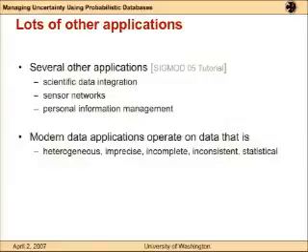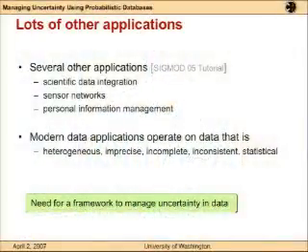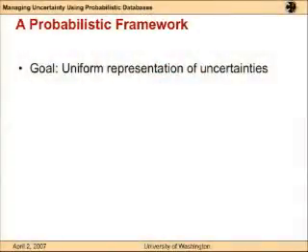And there are several other applications. So there is scientific data integration, there are sensor networks, there is personal information management. All of these applications have uncertainty as a fundamental problem. And it appears in various different forms. There are inconsistencies, there is incompleteness, and there is statistical knowledge. So what we need is a framework that can represent these different kinds of uncertainties and allow the users to query them.